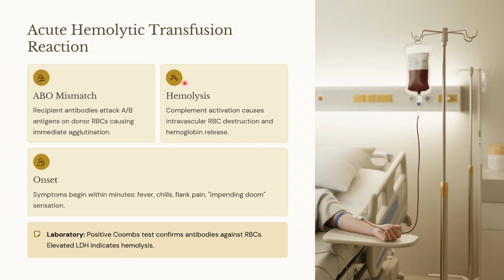This will result from complement activation and antibody attack. Everything will cause RBC destruction and hemoglobin release. Symptoms will begin within minutes because the antibodies are already present and the complement is ready to be activated. The presentation will be fever, chills, and flank pain. The recipient will immediately complain of a sensation of impending doom. So all this indicates acute hemolytic transfusion reaction.